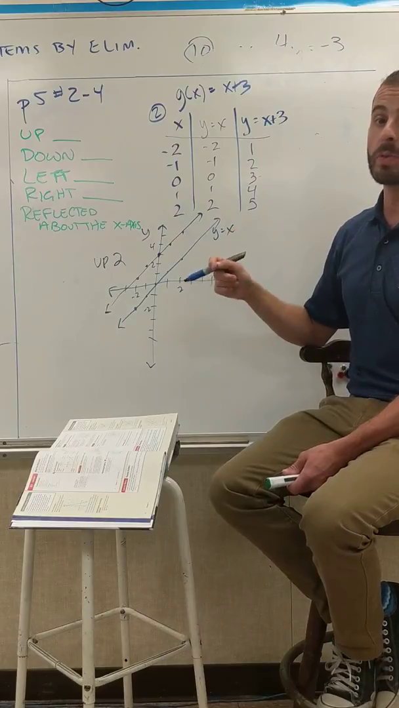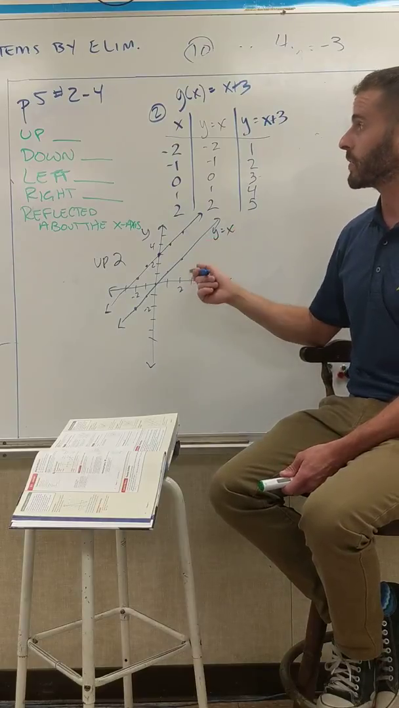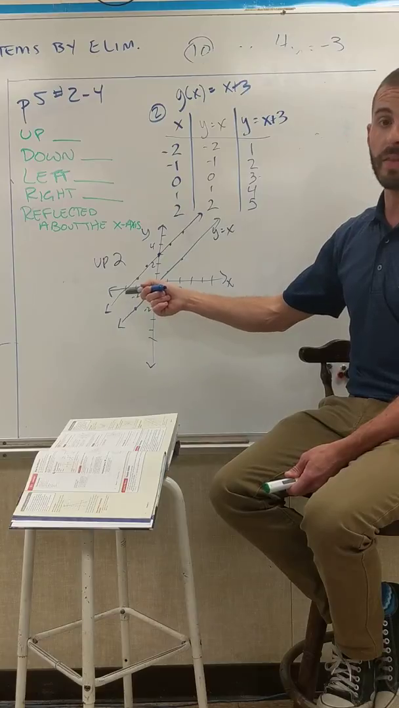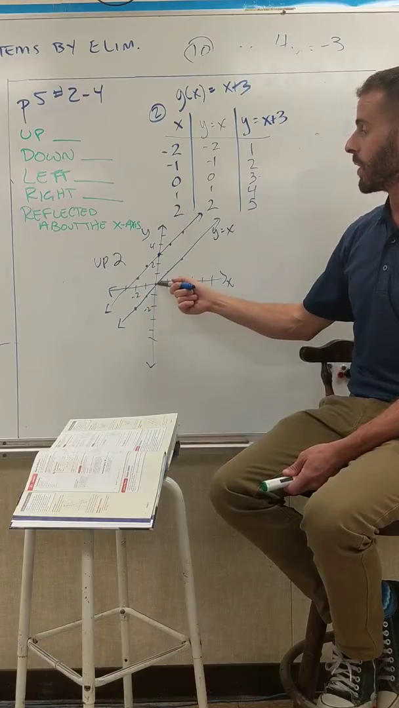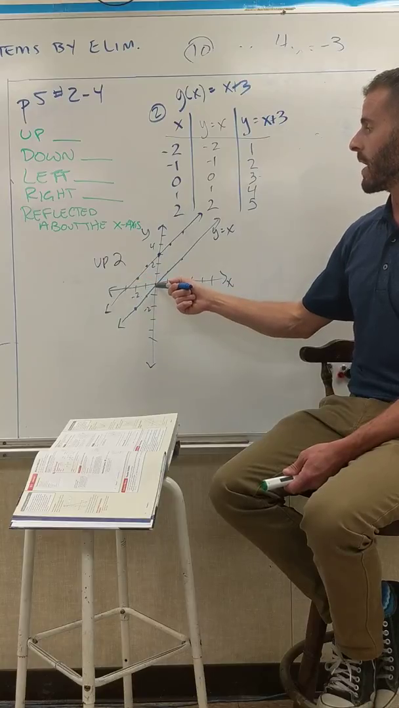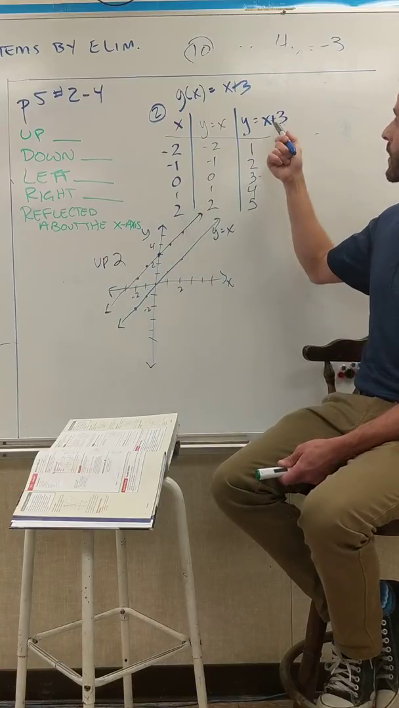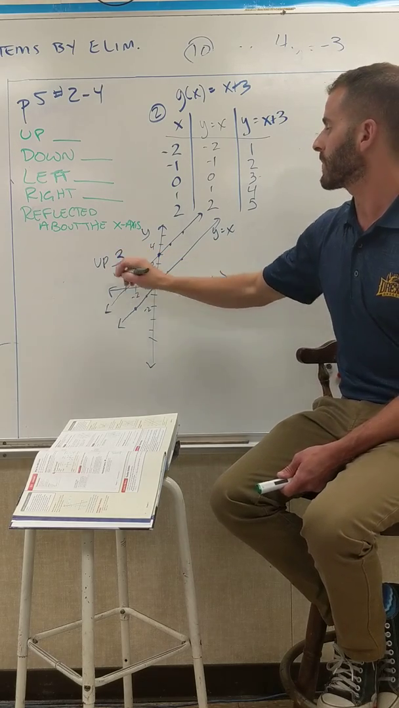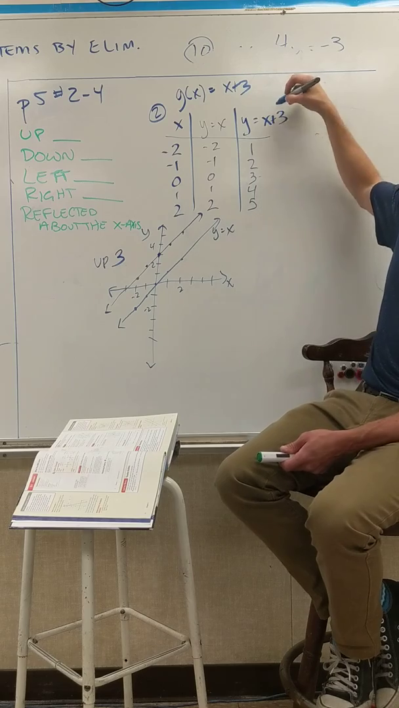I will tell you some students are going to look at it a little differently, and that's okay. You can also take a look at this parent function and say that it looks like it went left as well, and that is okay. However, if you want to be accurate, you need to figure out how much it went left by, and in my case, oh, I apologize, it went up by 3. I'm sorry, it went up by 3.